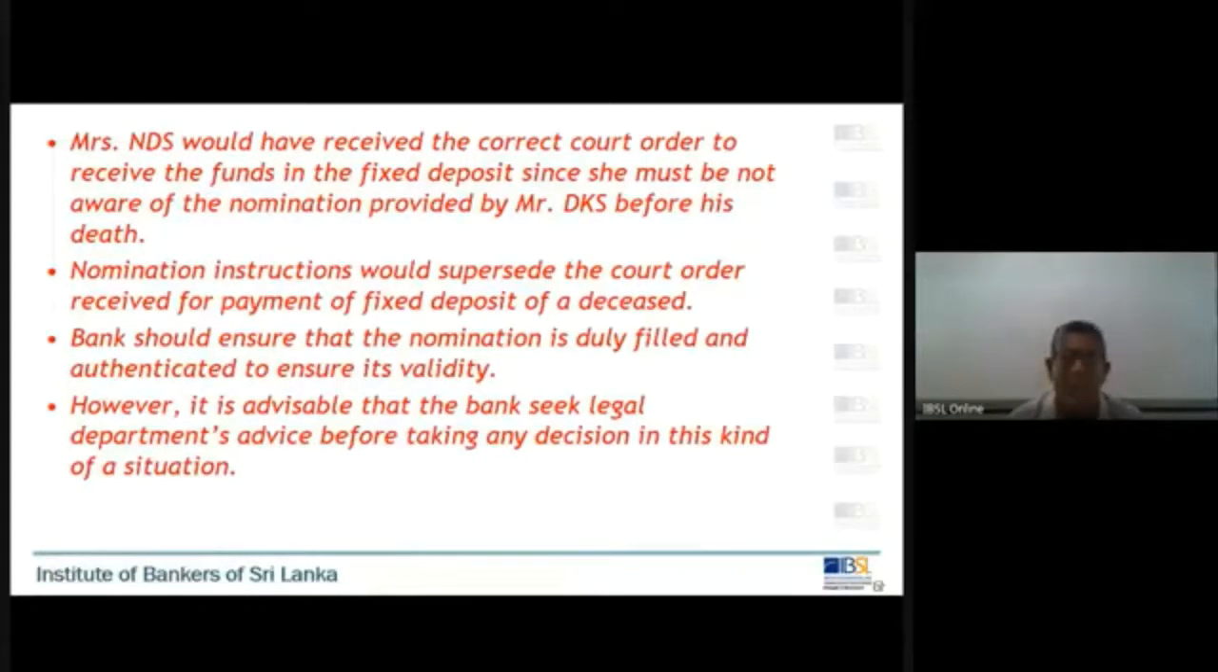Or some banks are now having the system, and some banks top up the system also, they are making a register, a nomination register, right? Okay, now we assume all things have been done. However, it is advisable that the bank seek legal department advice before taking any decision in this situation.